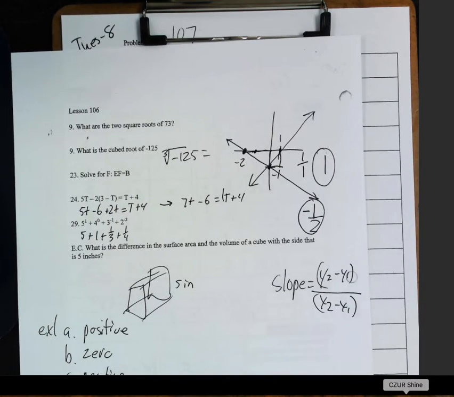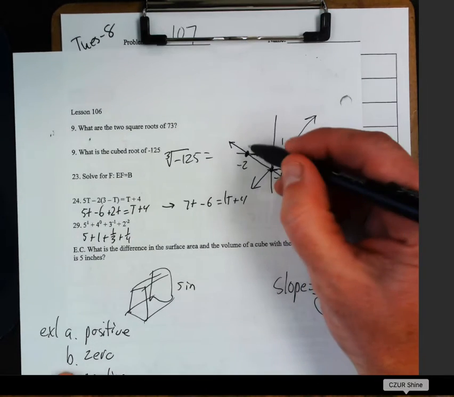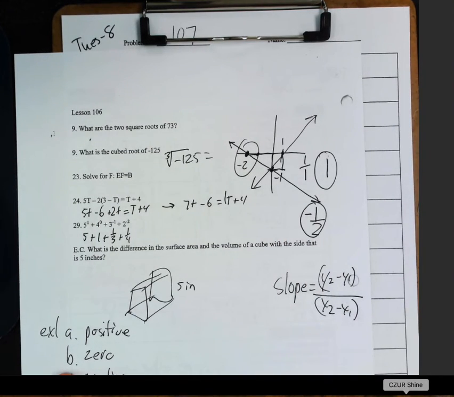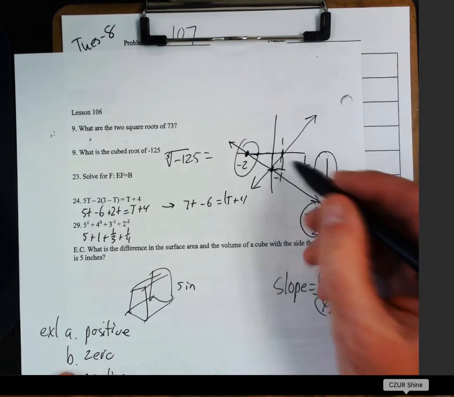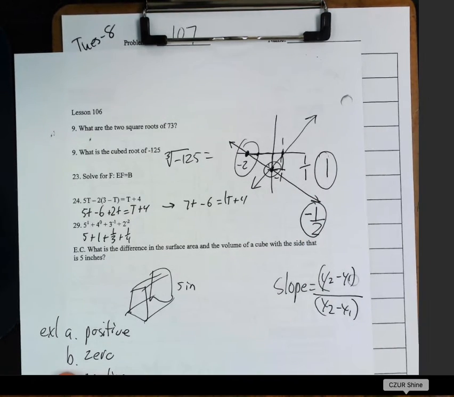Now that looks really confusing, guys, except let's go here. What are the coordinates of this point? It's at negative 2, 0. What's the point of this one? 0, negative 1. So what am I doing?